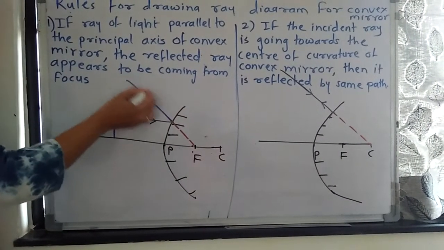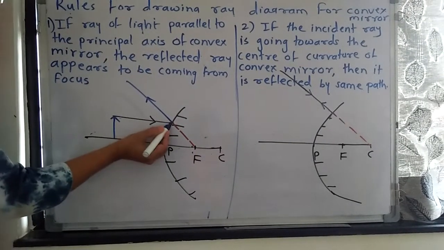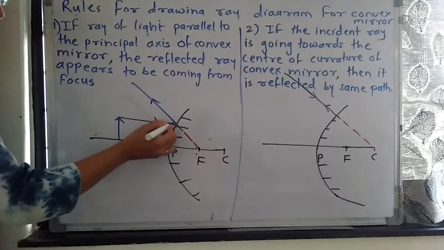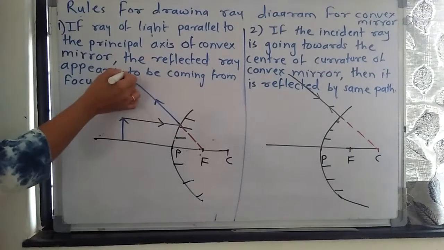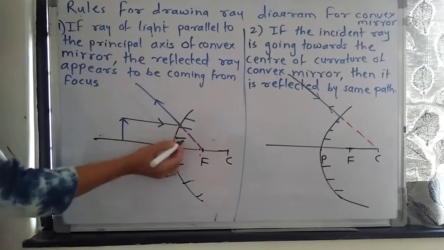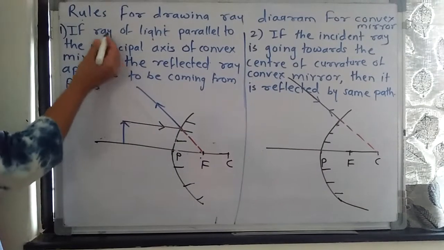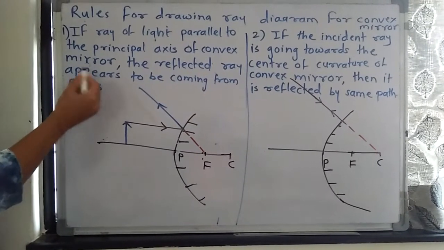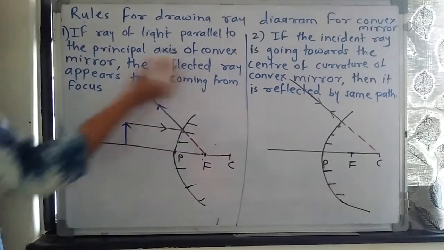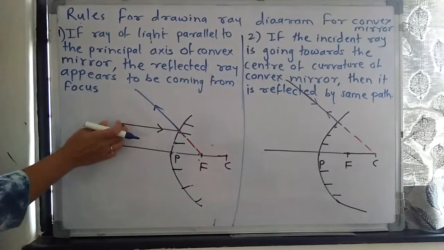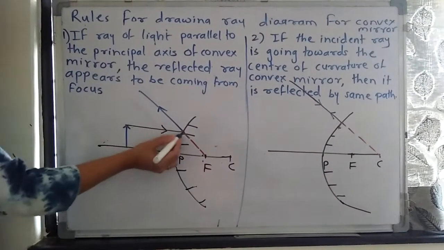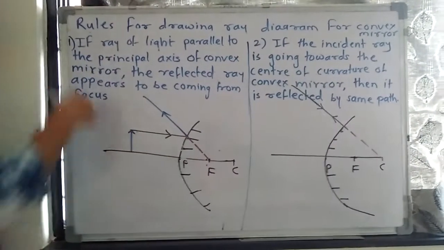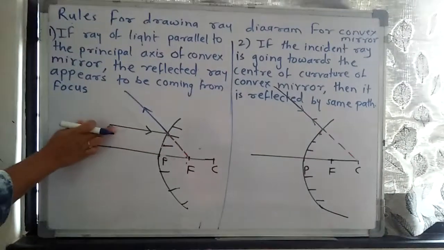But in the diversion, it appears to be coming from the focus. So this is the ray parallel to the principal axis and it gets diverged. But in the divergence, it appears to be coming from the focus. That is the first rule. If the ray of light is parallel to the principal axis of the convex mirror, which is a diverging mirror, the reflected ray appears to be coming from the focus. So this is incident ray, it gets reflected, and imaginary we have extended it here, it appears to be coming from the focus. And in the ray diagram there is no need to show the object.